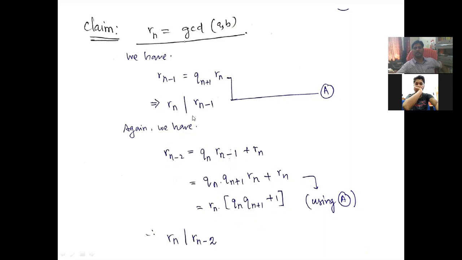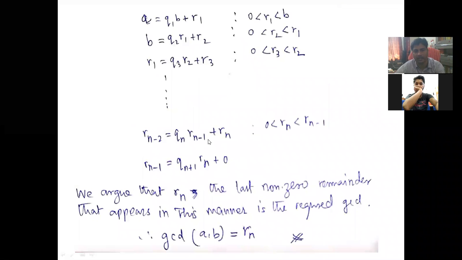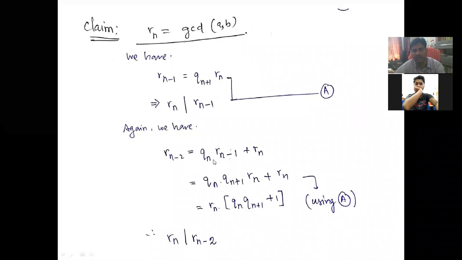So this implies Rn divides Rn minus 1. Again we have Rn minus 2 equal to Qn, the second equation, the one before that. Rn minus 1 from this equation, you put this value. Rn minus 1's value you have, you put it here. So Rn into this, so this implies Rn divides Rn minus 2.